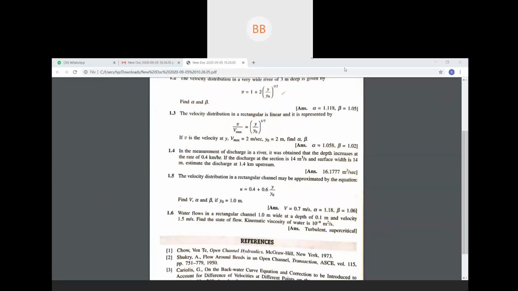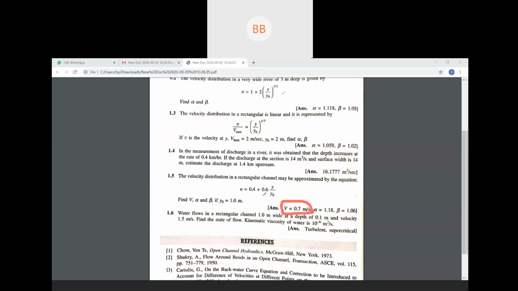Okay, so now we will go for alpha. You can see here 0.7 meter per second. So you are getting the same value. That means what we have done is correct. I did it in a longer way, so you can skip a few steps.